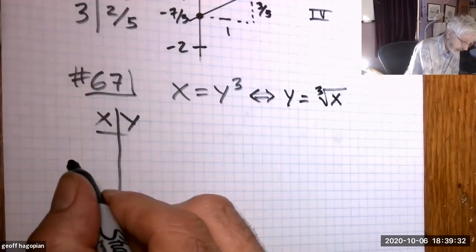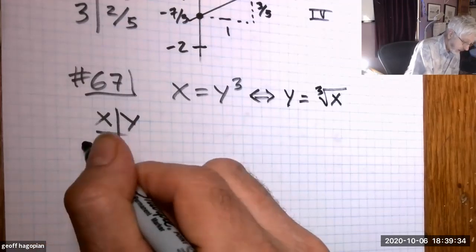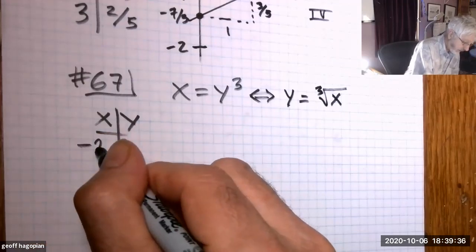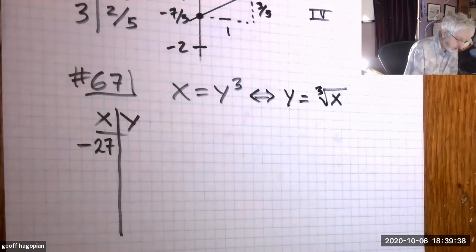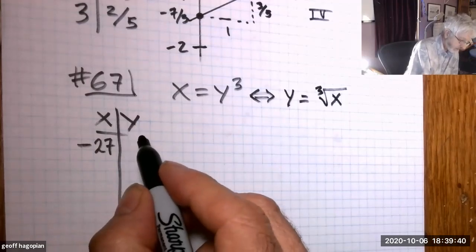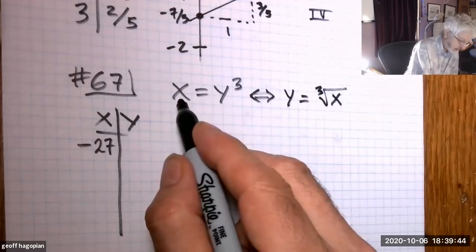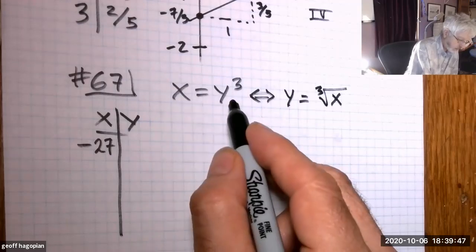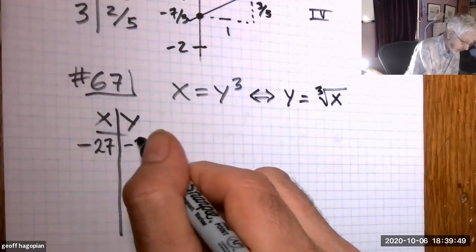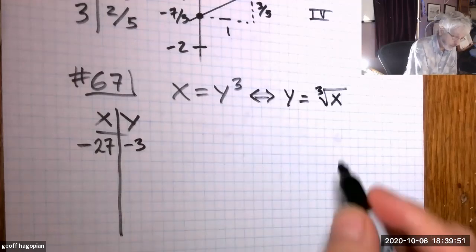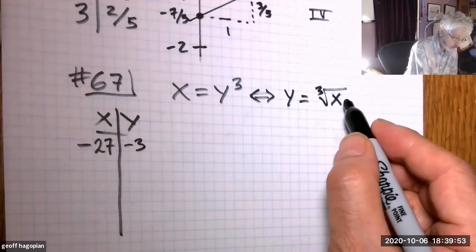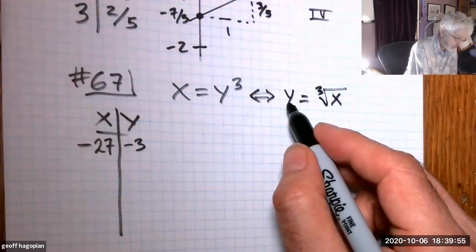Okay, so if x is, for instance, well, let's put in some cubes for x. If x is negative 27, if you look at this first equation, what do you cube to get negative 27? You cube negative 3, right? Negative 3 times negative 3 times negative 3. So in fact, the cube root of negative 27 is negative 3.